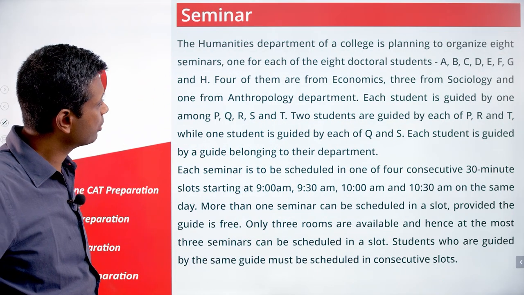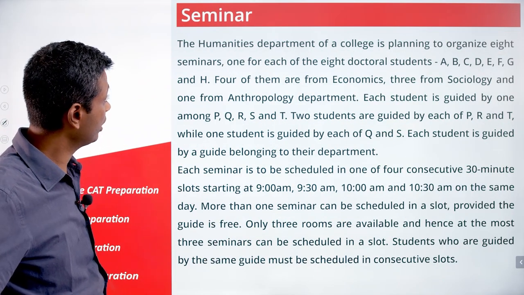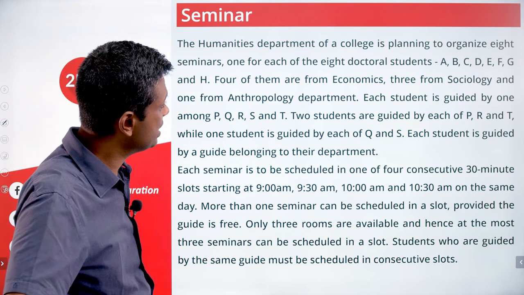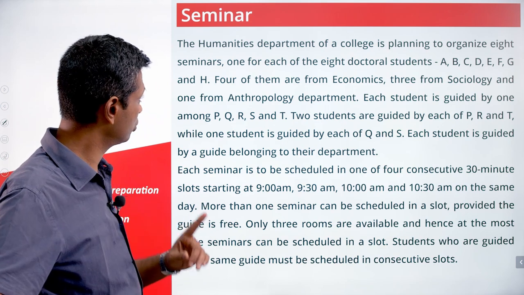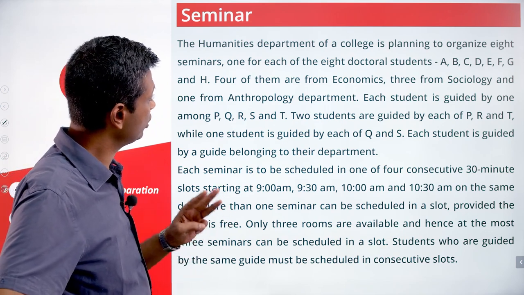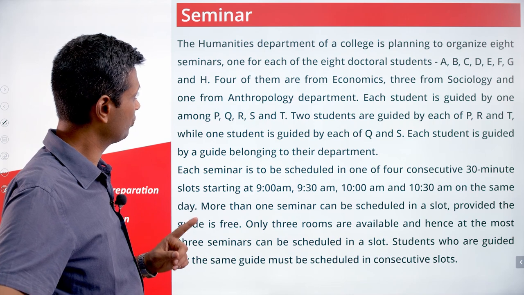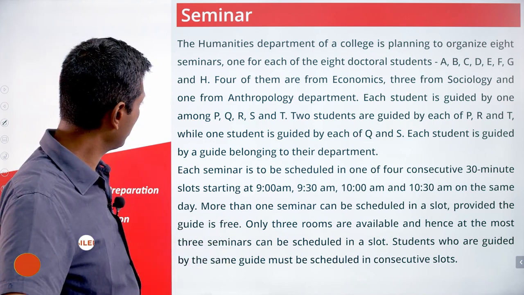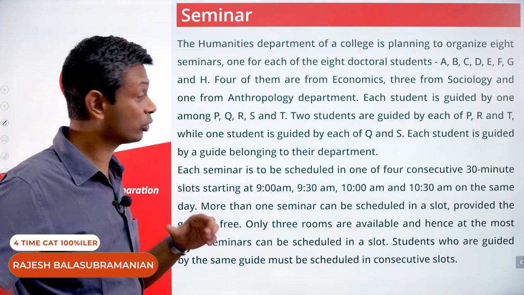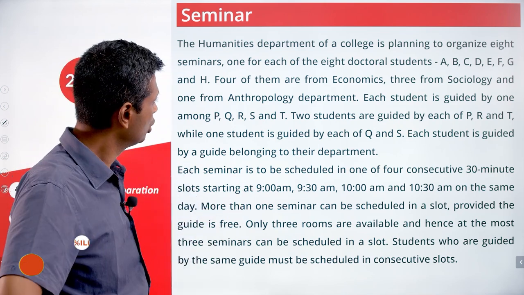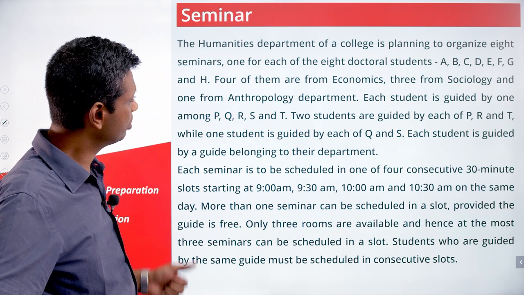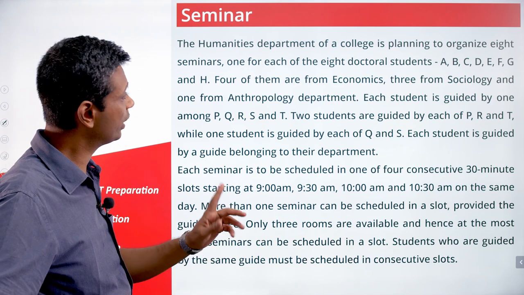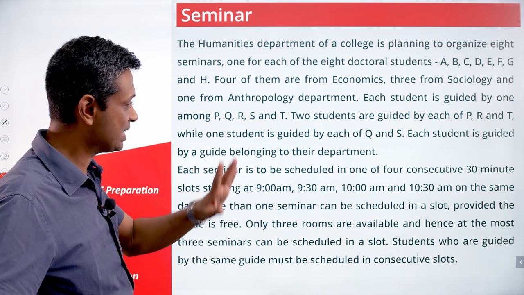Seminar. The humanities department of a college is planning to organize 8 seminars, one for each of the 8 doctoral students, A, B, C, D, E, F, G, and H. 8 seminars, 8 students. 4 are from economics, 3 from sociology, and 1 from anthropology. 8 students, 3 departments, 4-3-1. Each student is guided by one among P, Q, R, S, and T, so 5 professors, 8 students. 2 students are guided by each of P, R, and T, while 1 student is guided by each of Q and S. 3 into 2, 6, 7, 8, yeah.